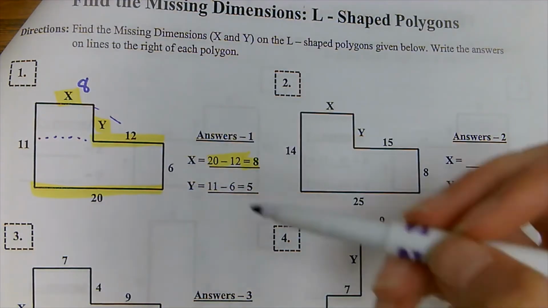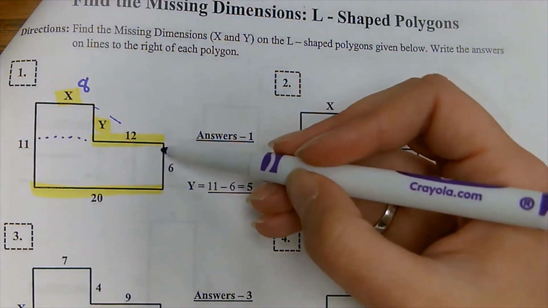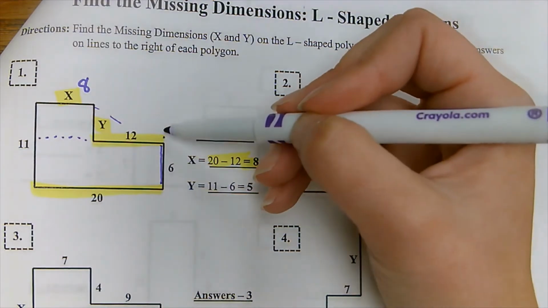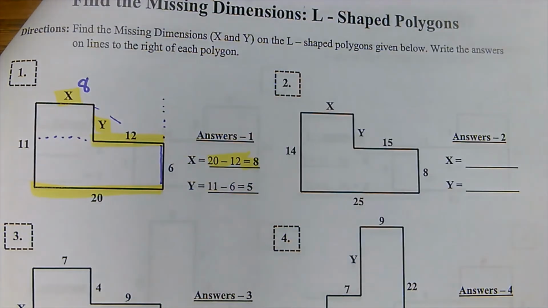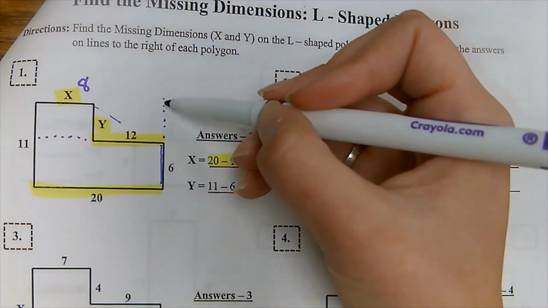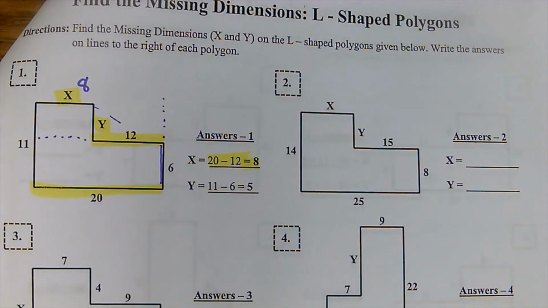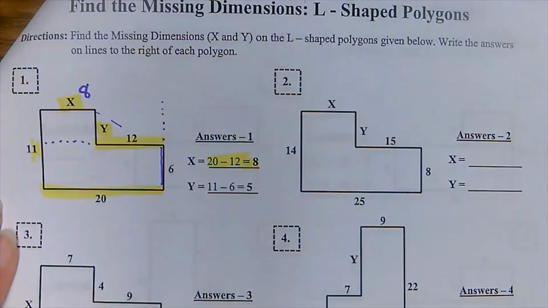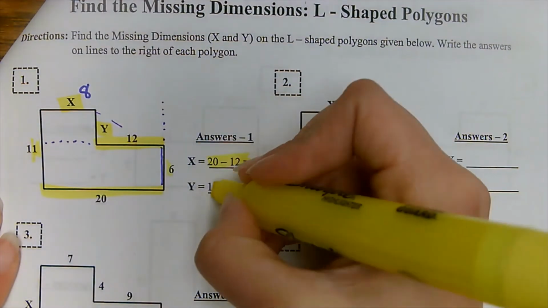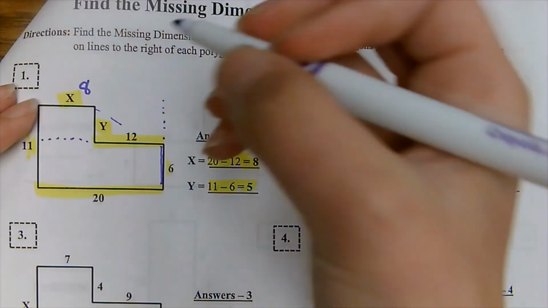Same thing with our Y and 6. This side measures to 6 units, but if I kept going all the way up to the top, it would be to 11. So to find what this missing piece is here, the Y, I'm going to say my total width of 11 minus the width I know I have so far, which is 6, to find out that Y equals 5.